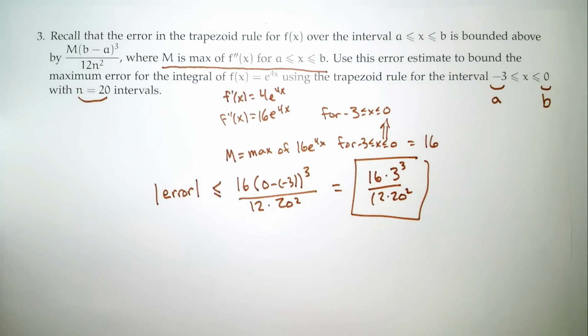Now, this is not saying that the error is exactly this. This is sort of a bound for error. Oftentimes our error is much better, but mathematically this says it's definitely no worse than this. All right. Any questions about this one? Because this is a little bit different than some of the problems that are on old exams.